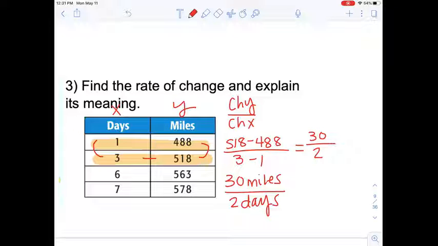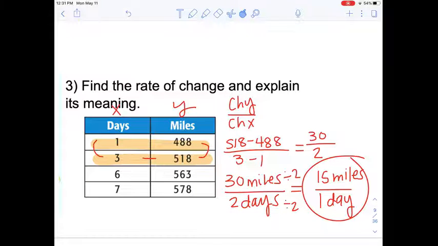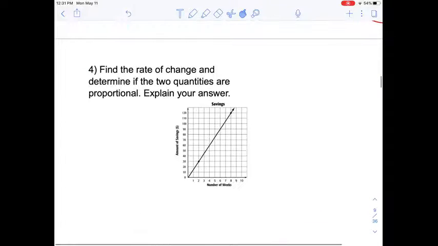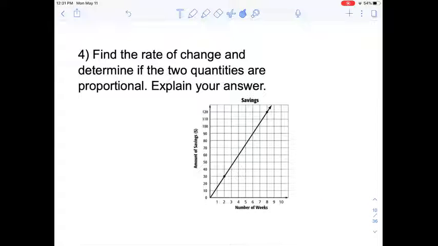So we've simplified this, we've added our labels, now we need to change this to a unit rate. We want a 1 on the bottom. We need to figure out how many miles for 1 day. To do that, we have to divide both by the denominator. The denominator is 2, so I'm going to divide both of these by 2. And 30 divided by 2 gives me 15. So we have 15 miles over 1 day. And then it says explain its meaning. So the meaning would just be in 1 day, you travel 15 miles. And there's your answer.